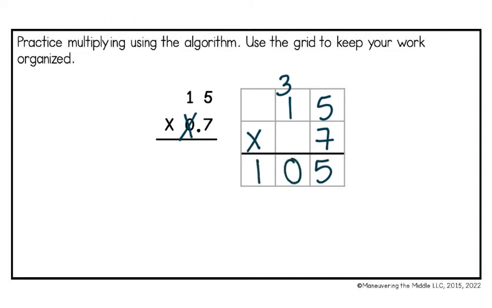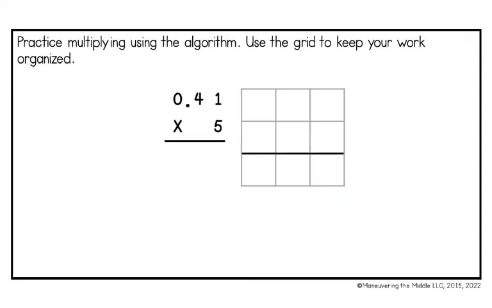Now we need to go back in and add our decimal. 15 has no digits. 0.7 has 1. So there's a total of 1 digit. So we're going to move our decimal one place to the left for a total of 10.5.